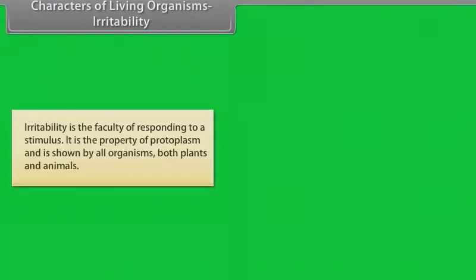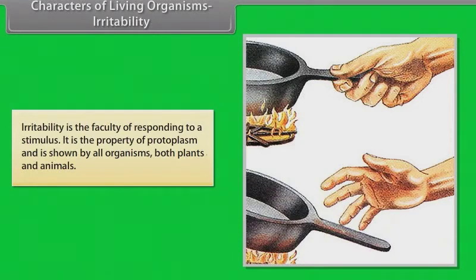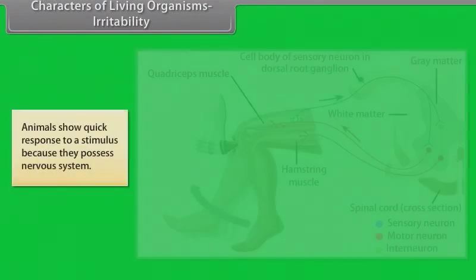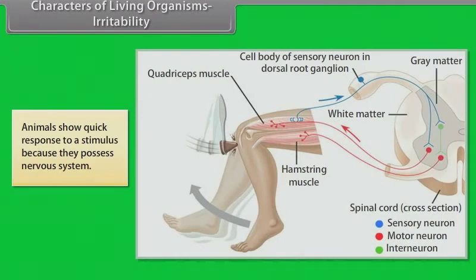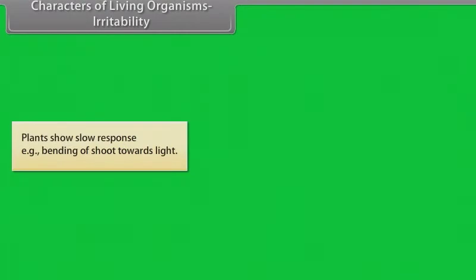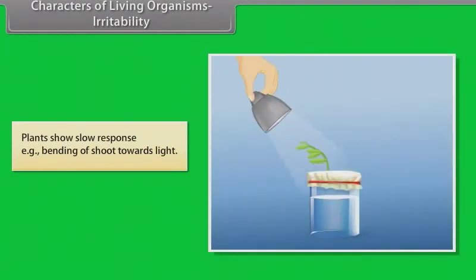Characters of living organisms. Irritability. Irritability is the faculty of responding to a stimulus. It is the property of protoplasm and is shown by all organisms, both plants and animals. Animals show quick response to a stimulus because they possess a nervous system. Plants show slow response. Example, bending of shoot towards light.